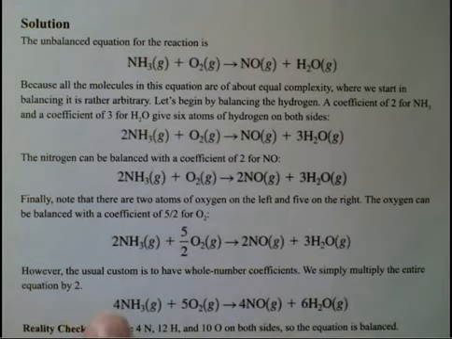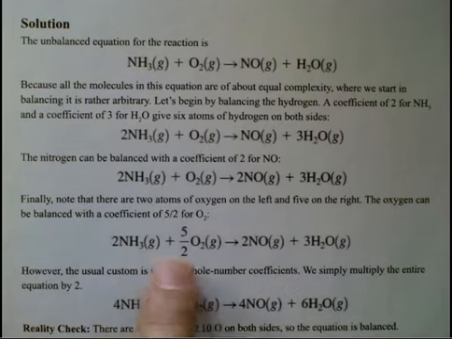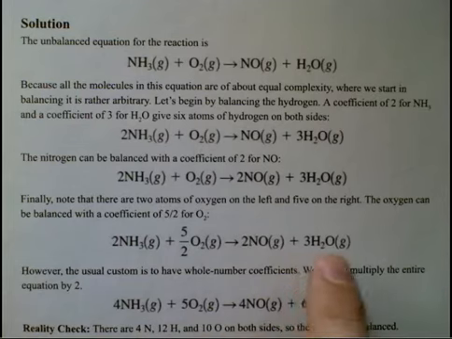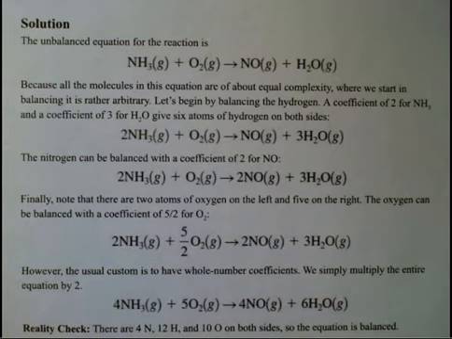However, the usual custom, and what you'll need to do for this course and for the AP exam, is to have whole number coefficients. Now, that doesn't mean that generating this is a complete waste of time. This can save you a lot of headache by just being simple and to the point. This is 5 halves. You now have a balanced chemical equation.